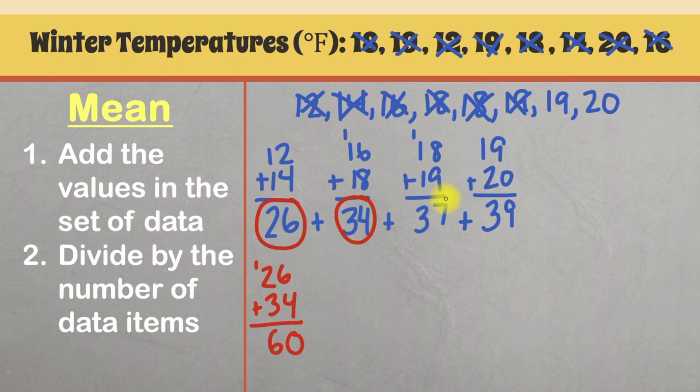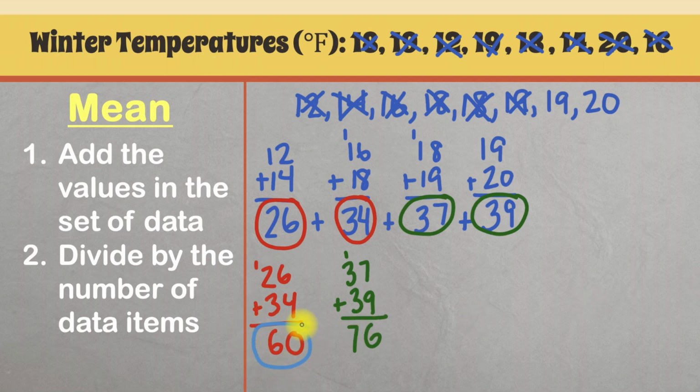Next, let's add up 37 plus 39. We've got 37 and 39, so we'll line them up. 9 plus 7 is 16. I'll bring down the 6. Carry the 1. 1 and 3 is 4. 4 plus 3 is 7. That makes 76. Now finally, we've got to add 60 plus 76, which I'll do right here.